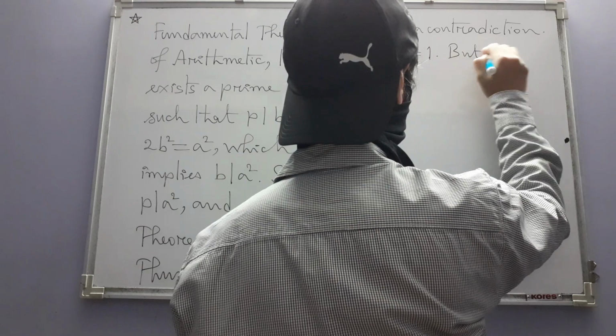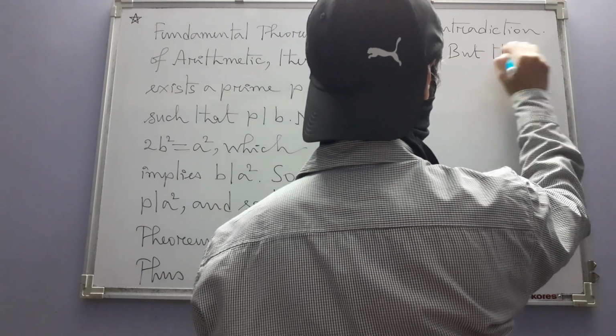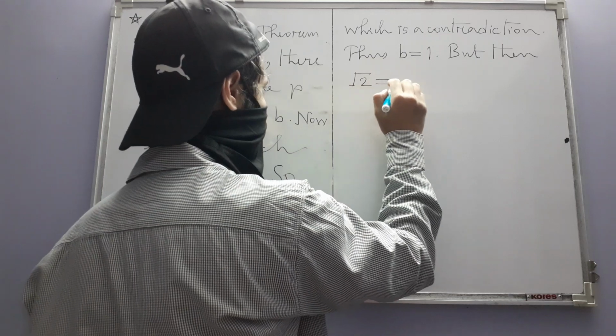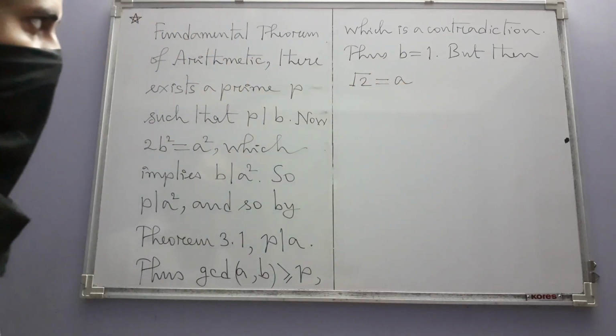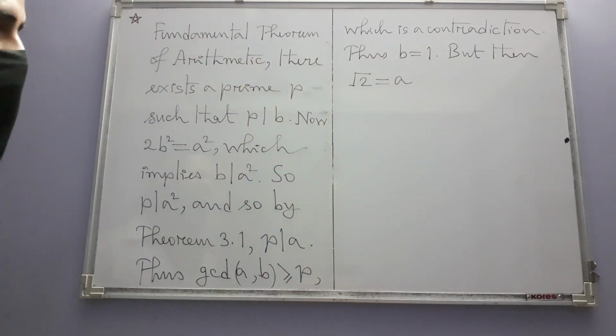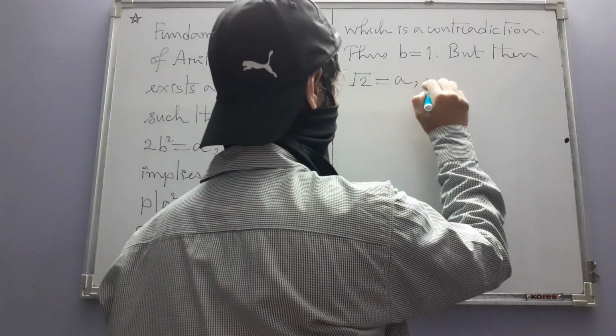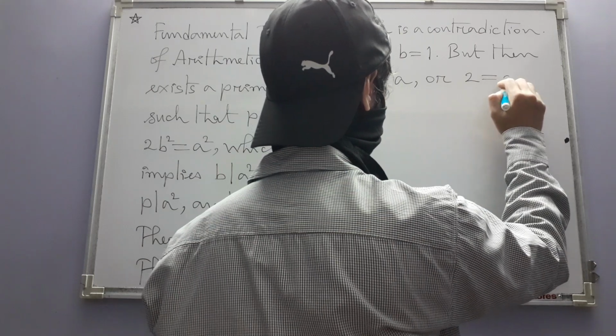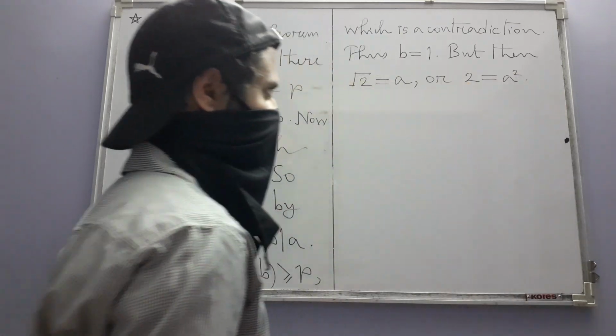But then square root of 2 is equal to a, or if you take square on both sides, you get 2 equal to a square.